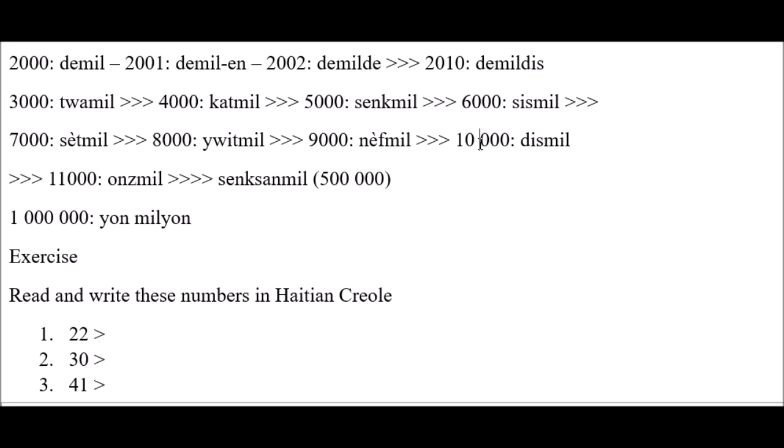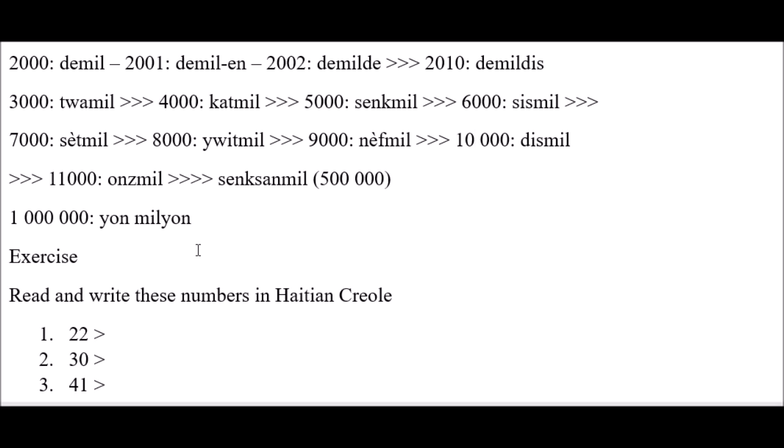You can write it like this, with this little space here, 10000, or you can write it like this too, 11000. Some people add a dot here, so it depends on you. But it's better to write it with this space instead, like in 10,000 and 11,000. 500,000. 1 million. That's how to count in Haitian Creole.